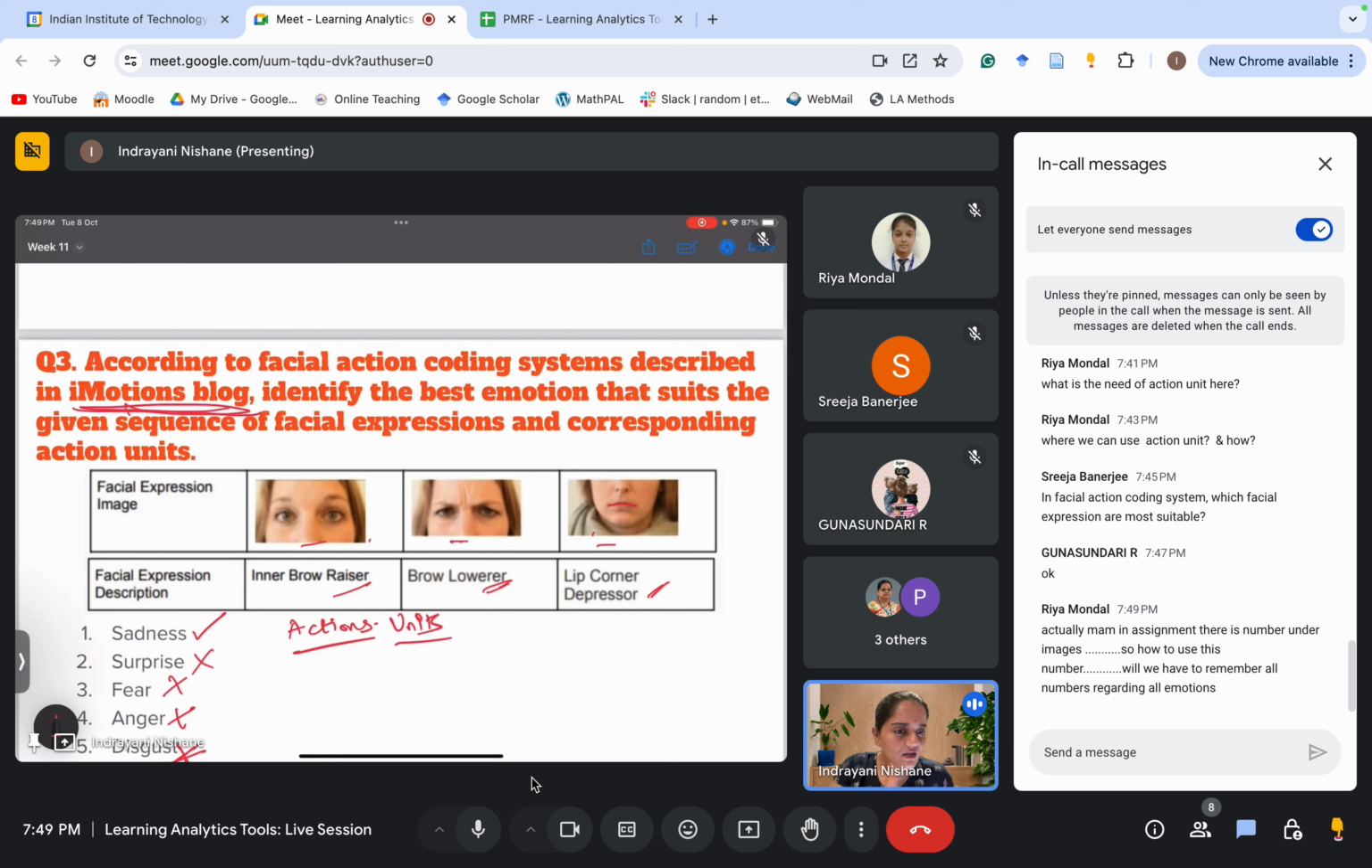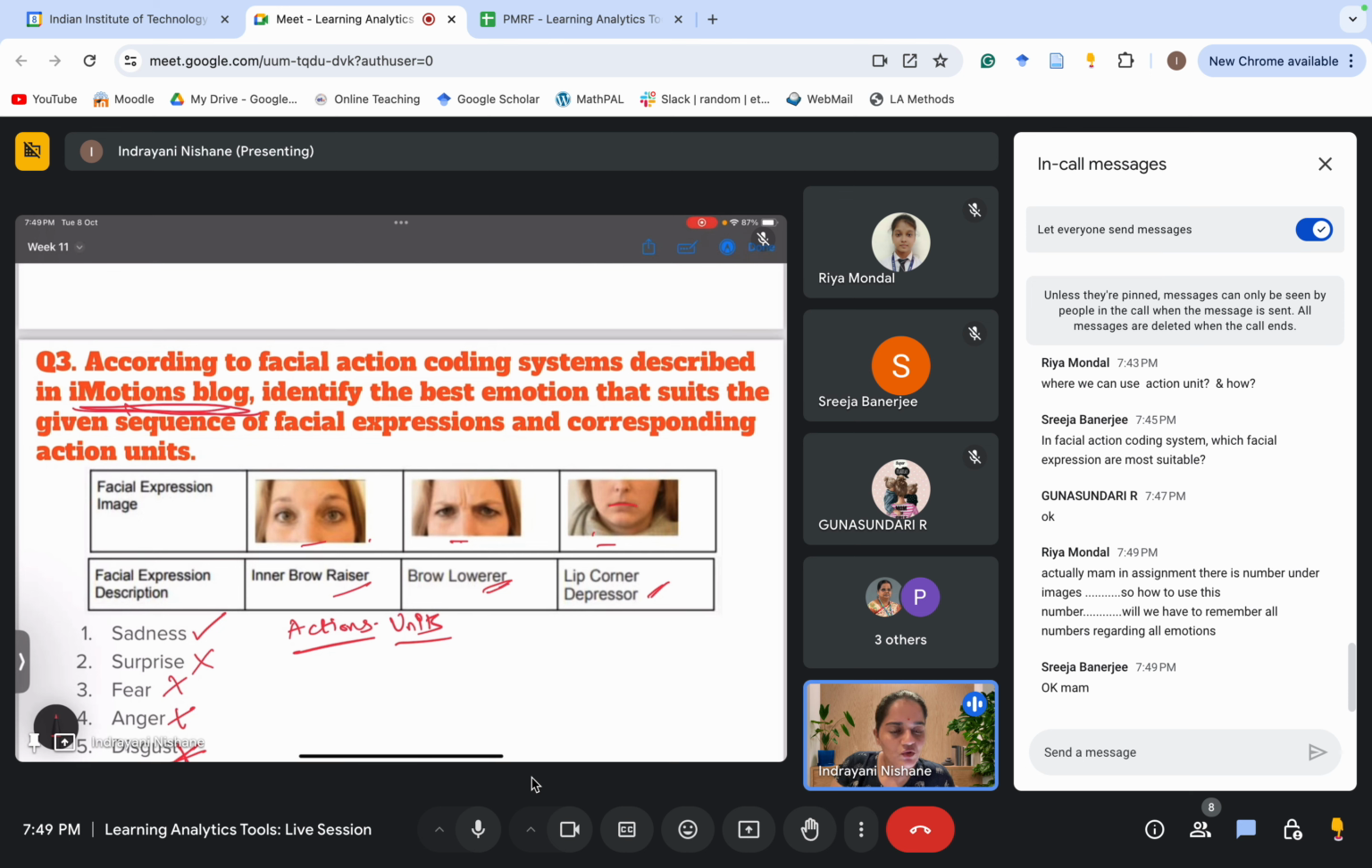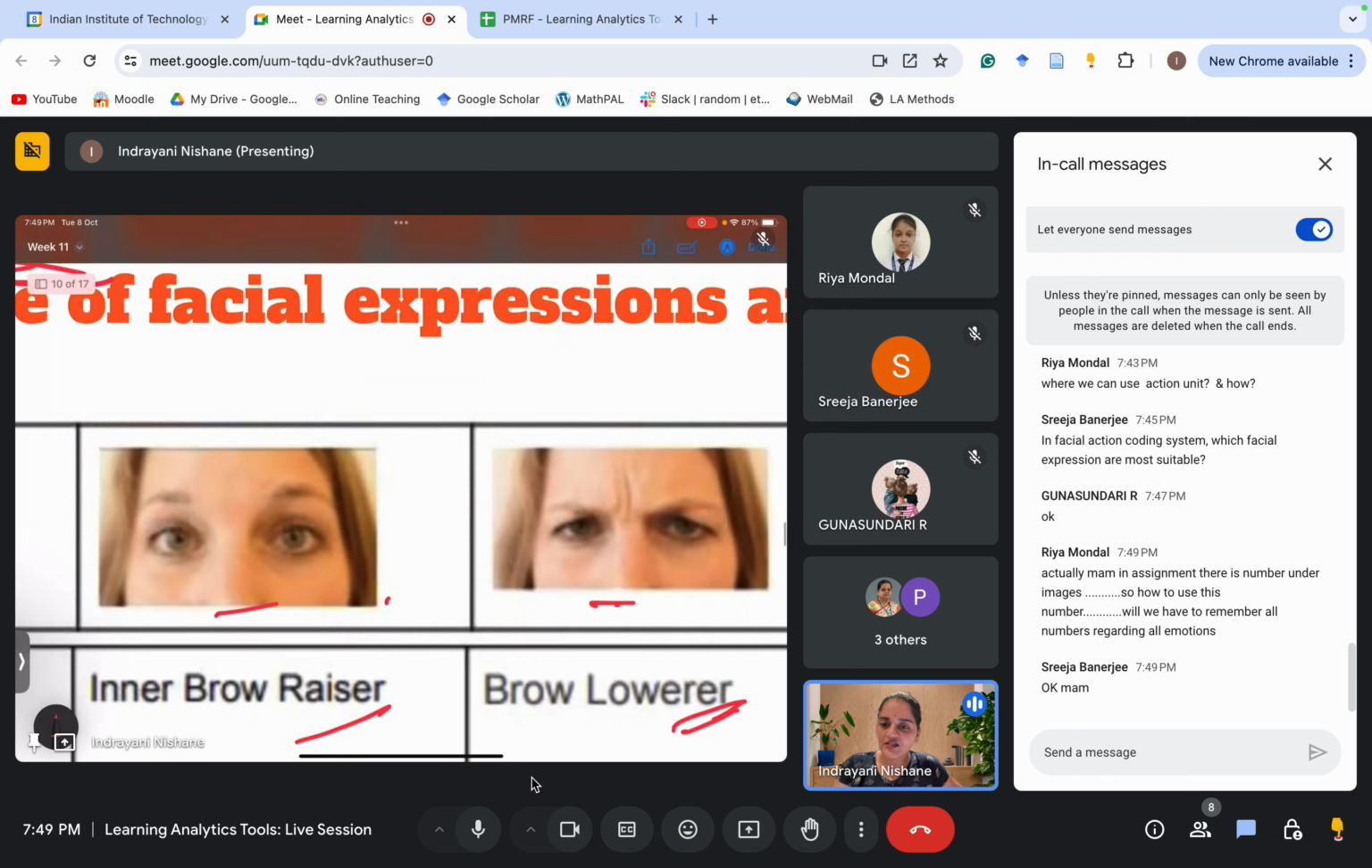Okay, assignment, there is a number under the images, and how to use these numbers. You don't have to remember all the images. What we did today is we'll just observe the expressions. We will ignore whatever is written or the number which is written. You can ignore that. We will observe here. We can clearly see the raised eyebrows, right? So we can also write raised eyebrows ourselves.